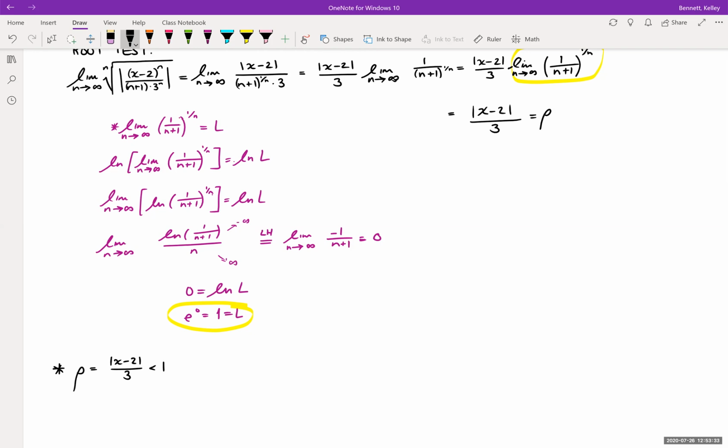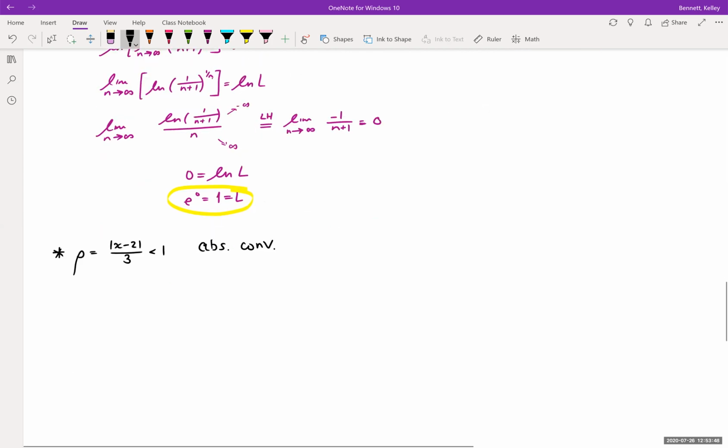if this is less than 1, then we get absolute convergence. So we just need to solve this inequality, and we get the absolute value of x minus 2 is less than 3. So we should end up with -1 less than x less than 5. What's interesting to note here is that this is our radius, and this is our interval.